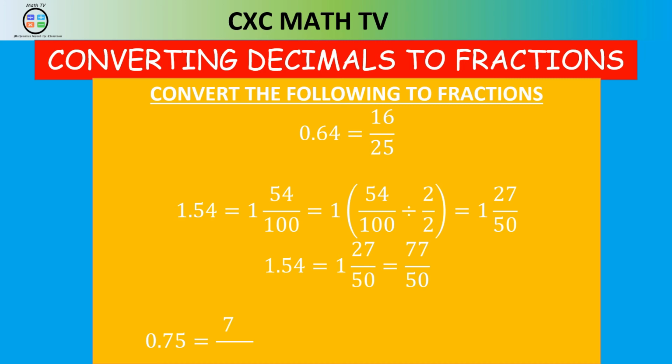Beautiful. Now look at 0.75. 0.75 is just 75 over 100. The highest common factor between 75 and 100 is, yes, you rightfully said it, 25. So we divide the numerator and the denominator by 25. And so 0.75 is 3 over 4 as a fraction. Absolutely beautiful.